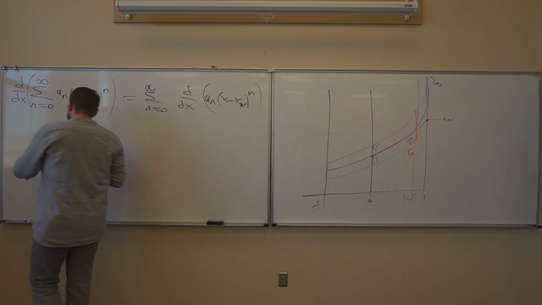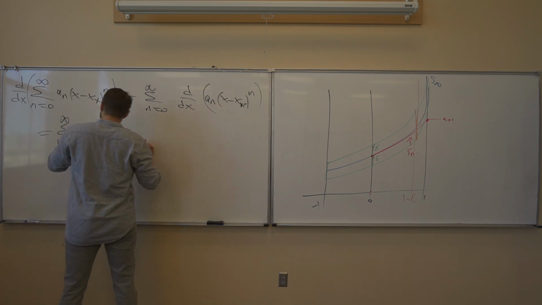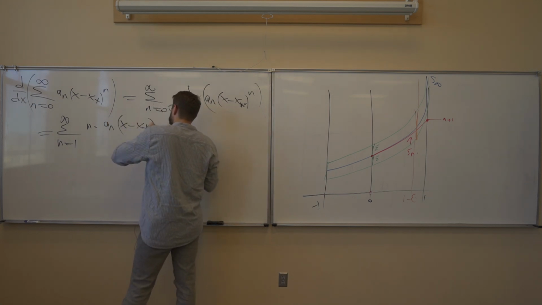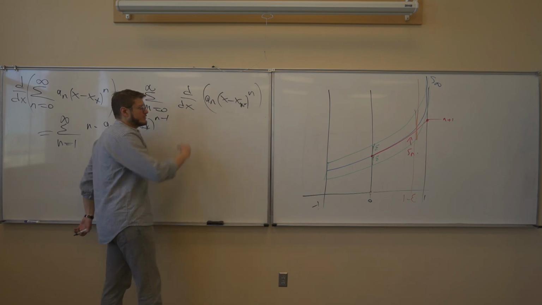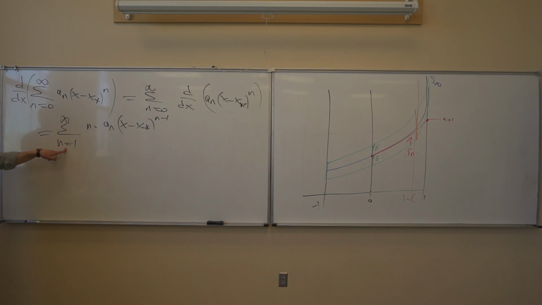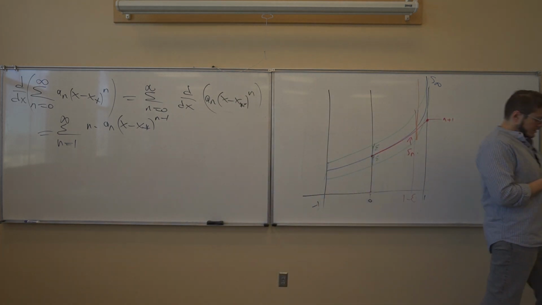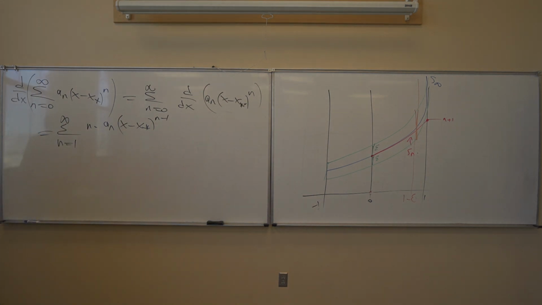Then this becomes n times a sub n times x minus x star to the n minus 1. The reason why is that n equals 0 gives me the constant term. So if I were to differentiate it, that should go away. So my indexing should start at 1. Okay? And a similar thing should hold, at least formally, when I'm trying to integrate. And tomorrow we're going to discuss when we can do this for power series that converge. Okay, thank you. I'll see you tomorrow.